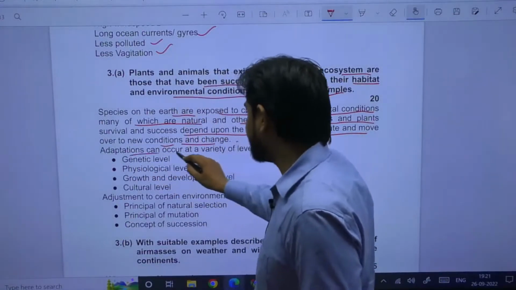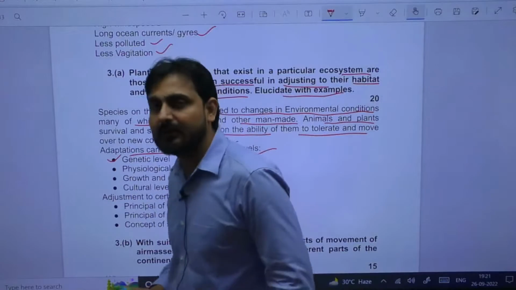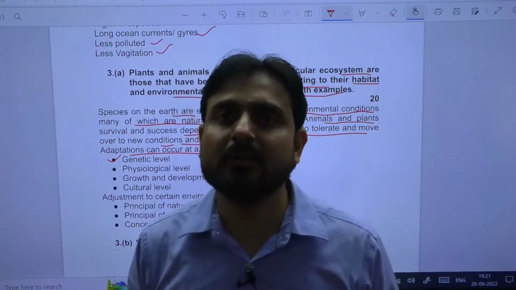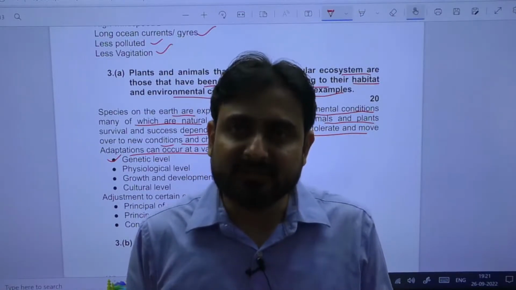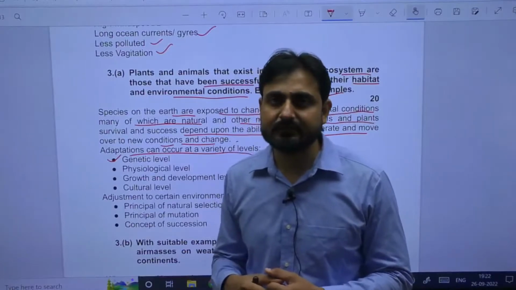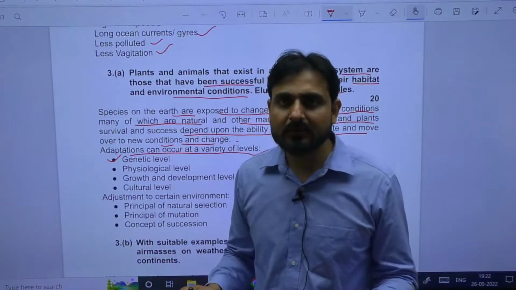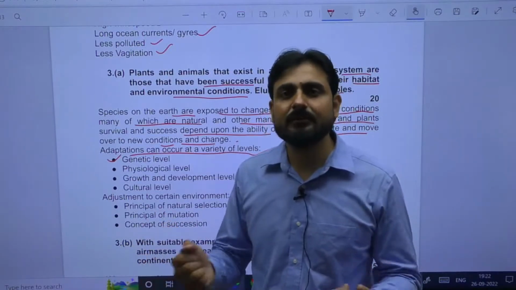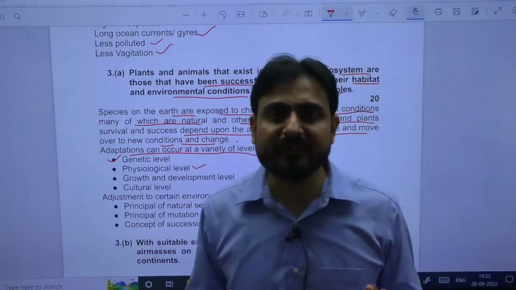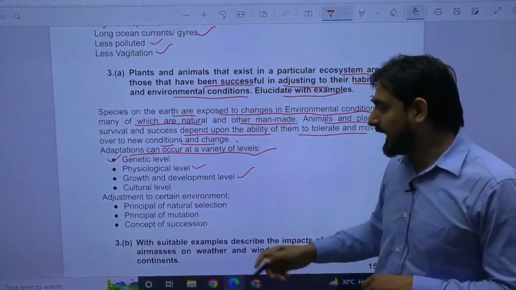So here adaptation can occur at various levels. You can define it at the genetic level, gradually. Adaptation also includes changes within the genes. Successive generations generally adapt to such changes in the genes. What we aim for, what difficulty we face, they are born naturally with such tolerance. Physical level, physical toughness with respect to facing the change in the environmental condition. Growth and development level, cultural level.